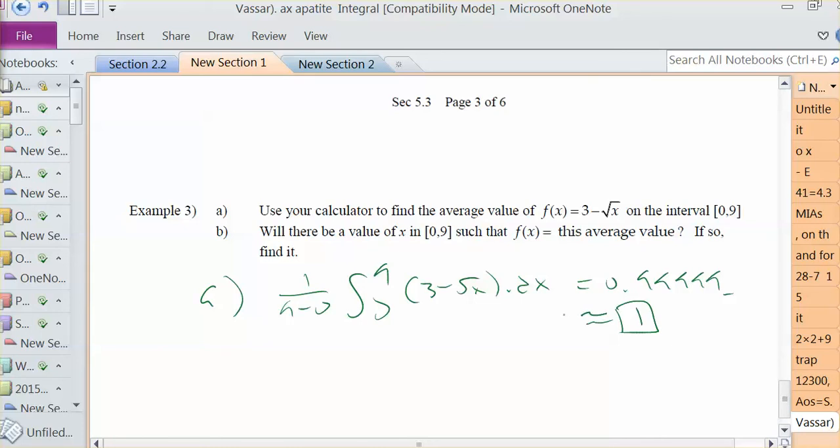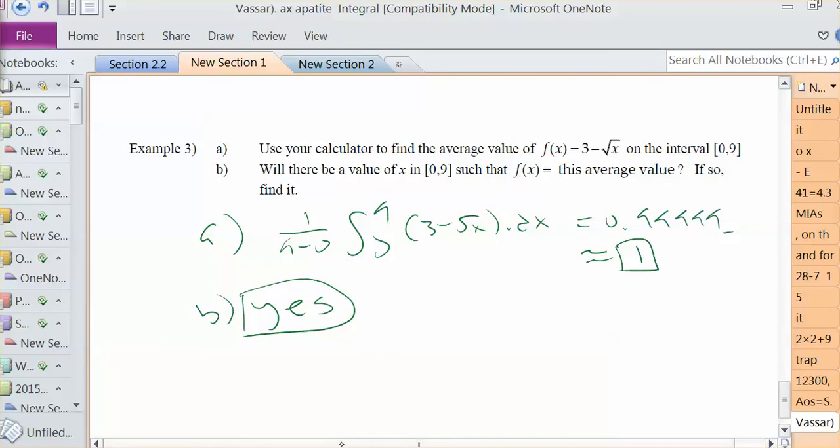And then part B is asking, will there be a value of x in that interval such that f of x equals the average value? If so, find it. So the answer is yes. Our function is continuous. We're able to integrate it.